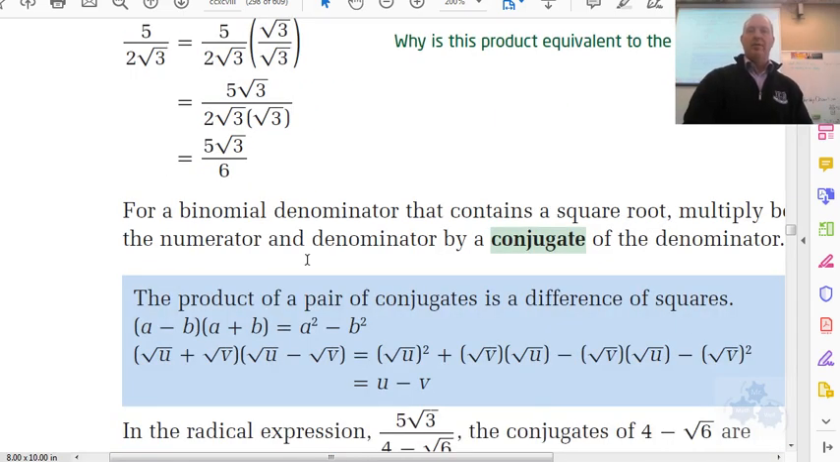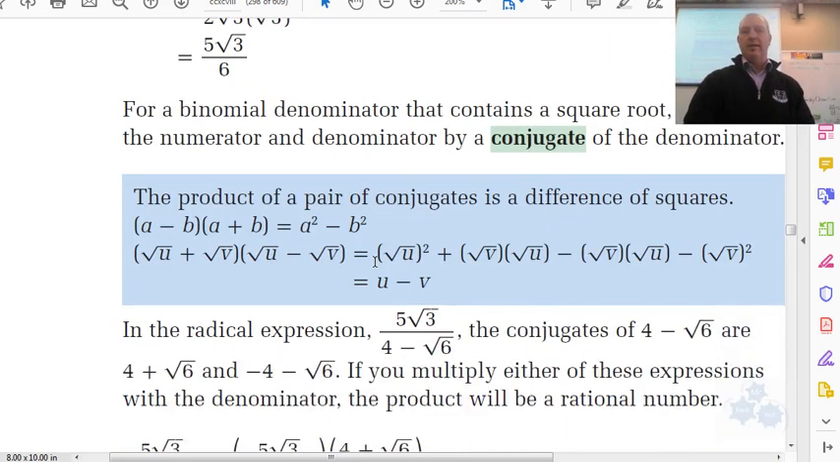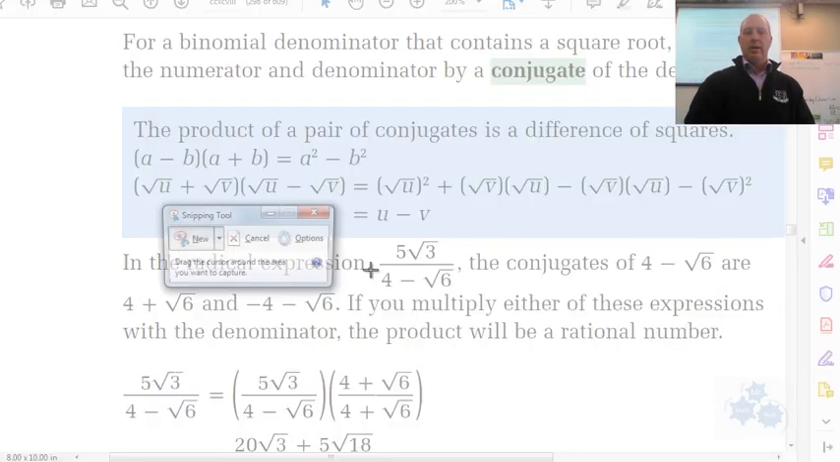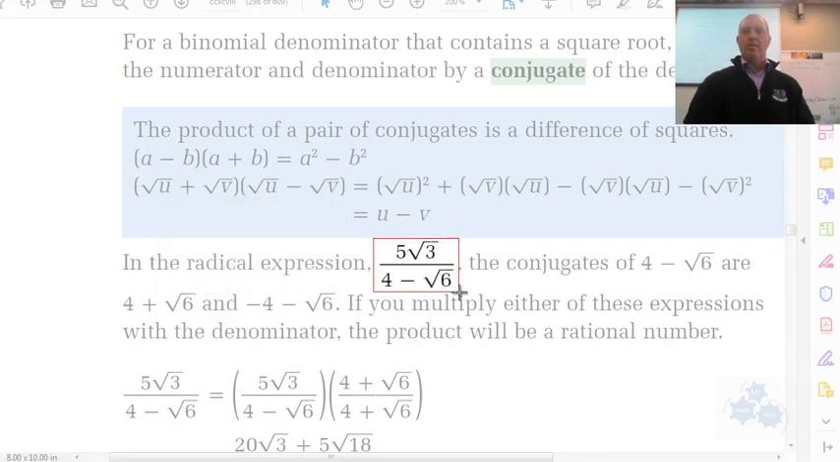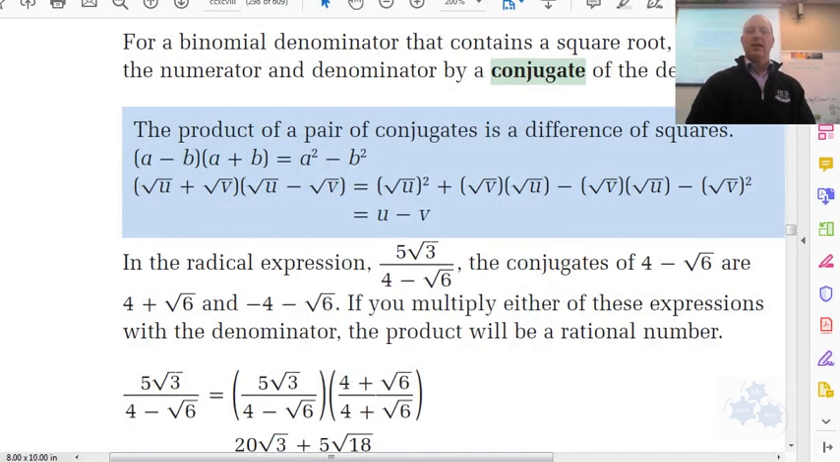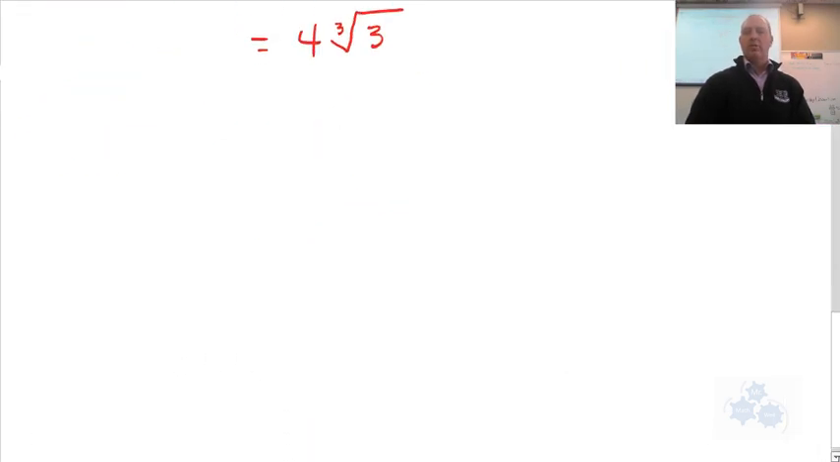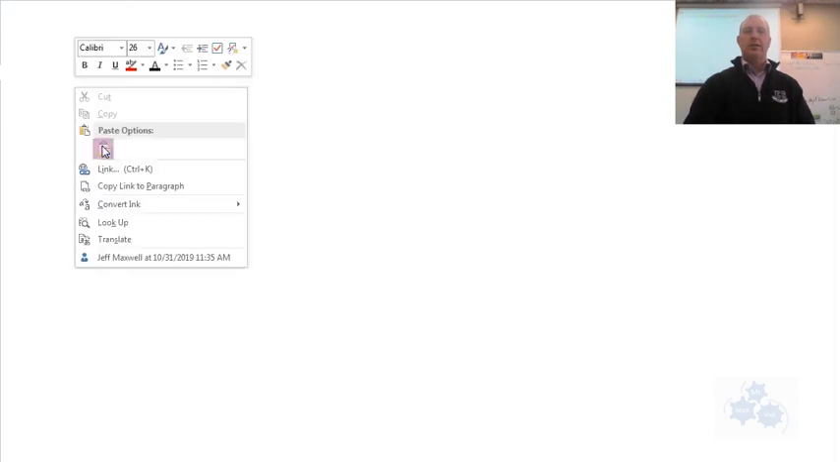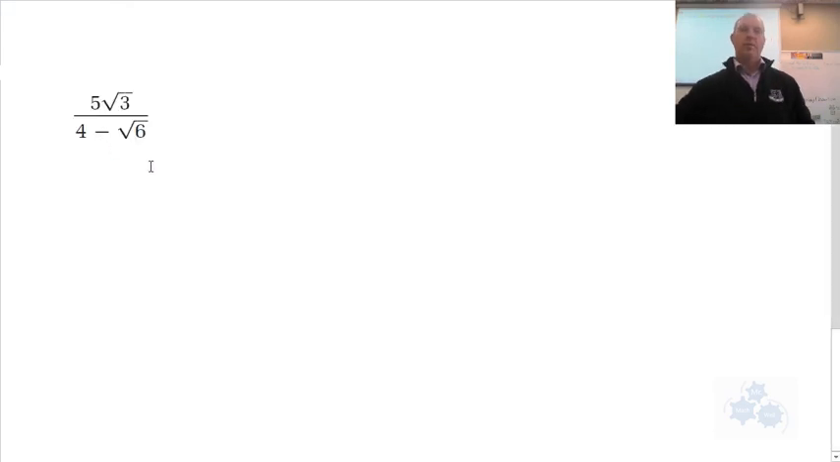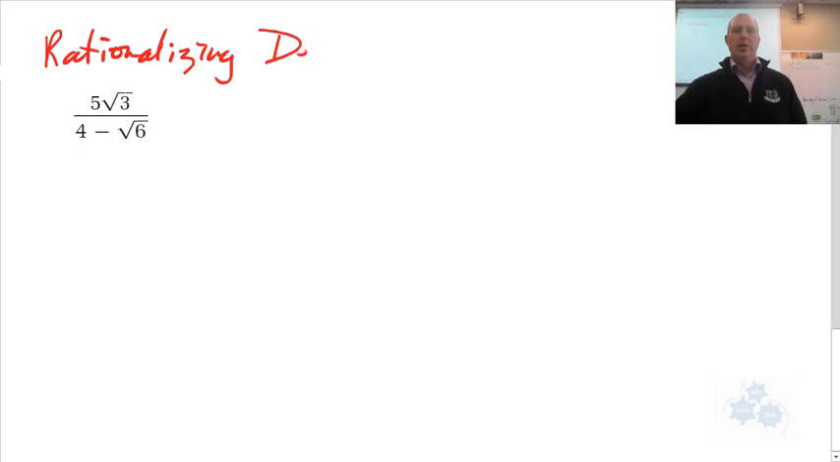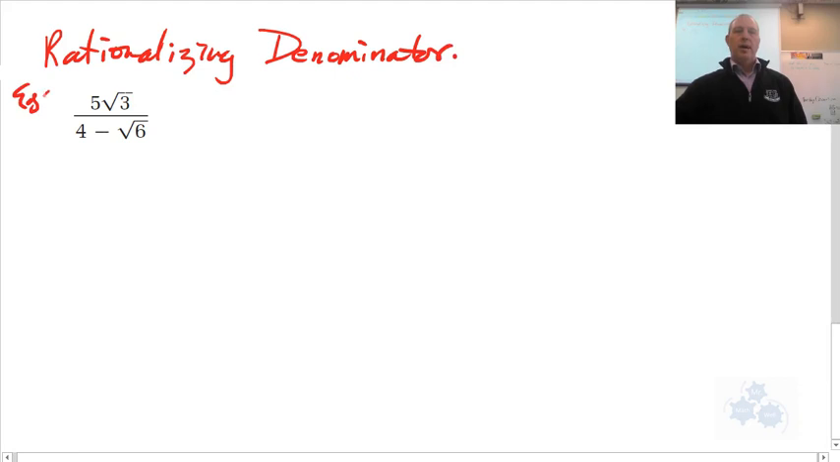Now if we have something like this, I'm just going to clip this out as the example. If we have a denominator that is not a single term, and we want to rationalize that, so just jot this down here, that example. And that's going to be rationalizing the denominator. Okay, so if we have this as an example, and this is a binomial in the denominator.